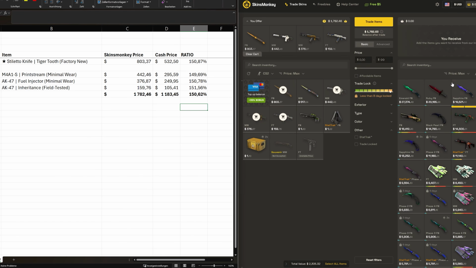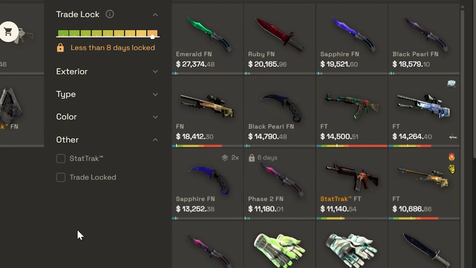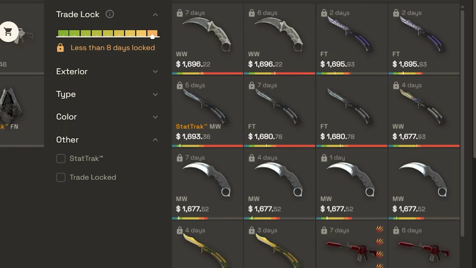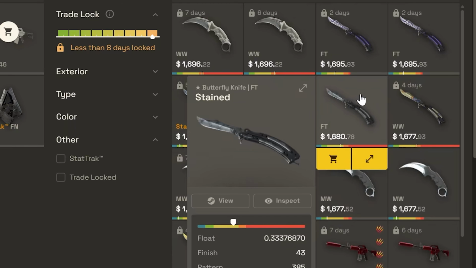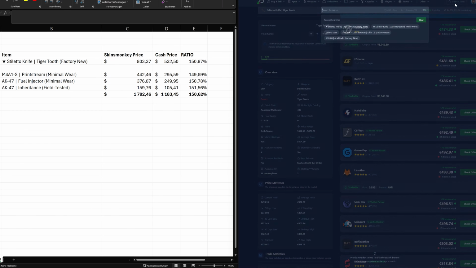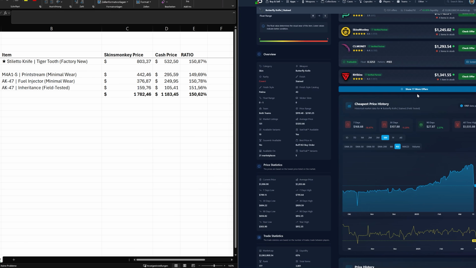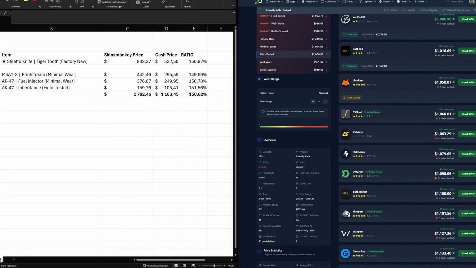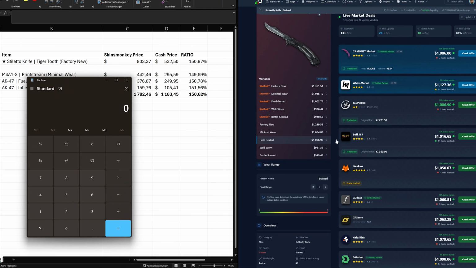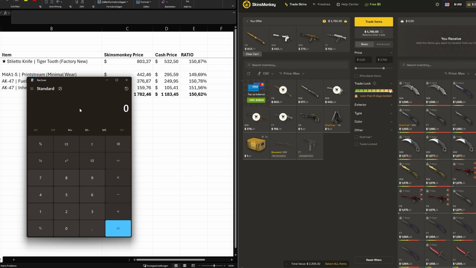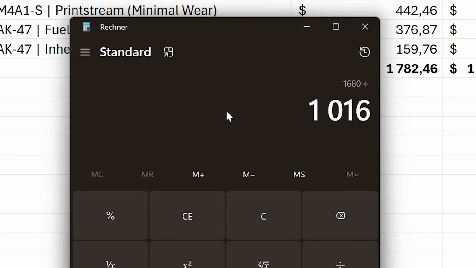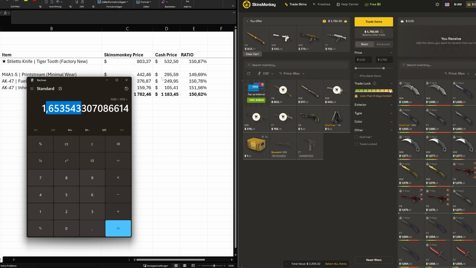So what we want to do now, for example, let's just take any item. I'm not taking anything special here. Let's take this one, which is most likely butterfly stained. We will now compare. We have the price in US dollars, and we will just do the same now for the items that SKINSMONKEY has. We will go search for a reasonable cash price, which I think 1016 is reasonable, and just divide that. And we'll most likely see, yeah, that this is way more. So this will be a big loss.